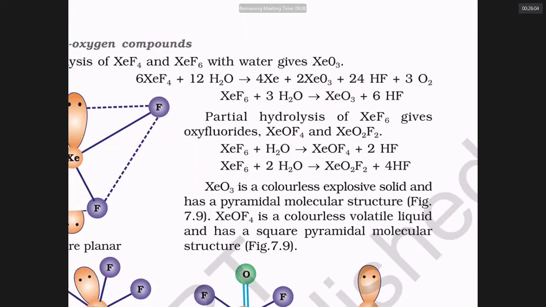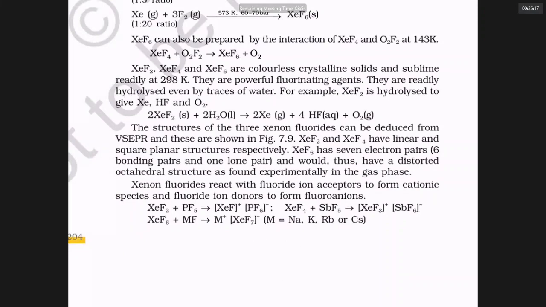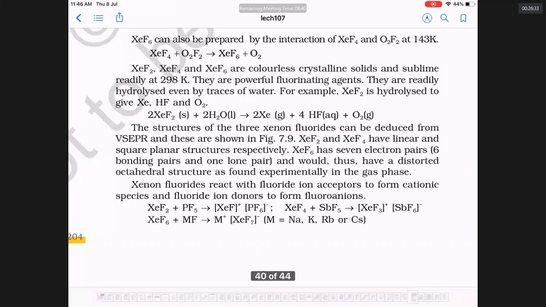You should write each reaction 10 times because they are asking frequently what happens when XeF2 reacts with water, XeF4 reacts with water, XeF6 reacts with water. Also notice the xenon fluoride when it reacts with PF5, phosphorus pentafluoride, XeF2 will become XeF+ and PF5 will become PF6-, a kind of ionic compound. XeF4 reacts with antimony pentafluoride, again it will become XeF3+ SbF6-.